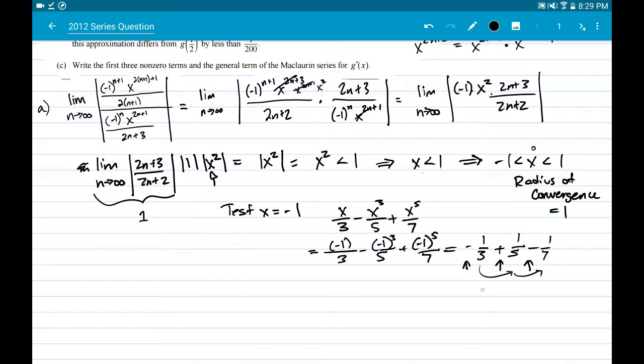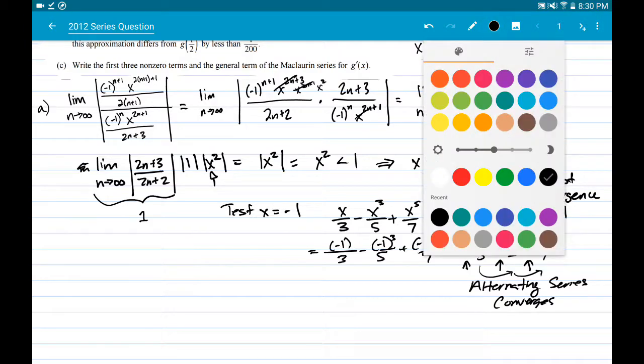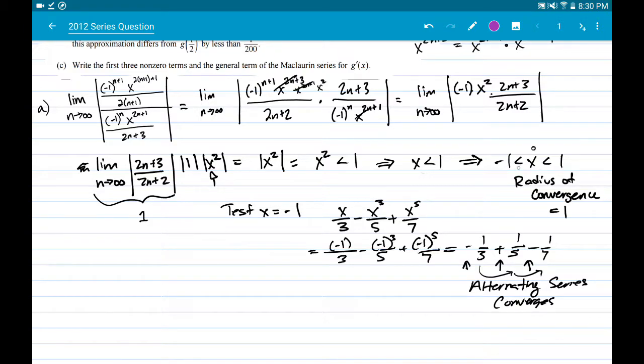And there's a test out there that's not used too often, but it's called the alternating series test. And when you have alternating signs and they are decreasing, it converges by definition. That might help you with a multiple choice question too. And so we should have an equal sign here.